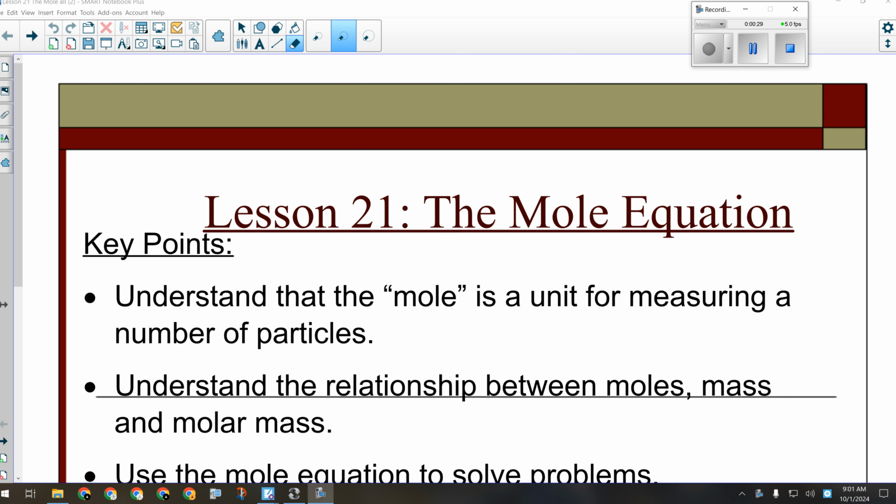It works very similar to a dozen, okay? If someone says, I have a dozen eggs, how many do they have? 12. Okay, we just know that a dozen always means 12. Well, the mole works exactly the same way, except that one mole is a much bigger number than 12, okay? A mole is this many.